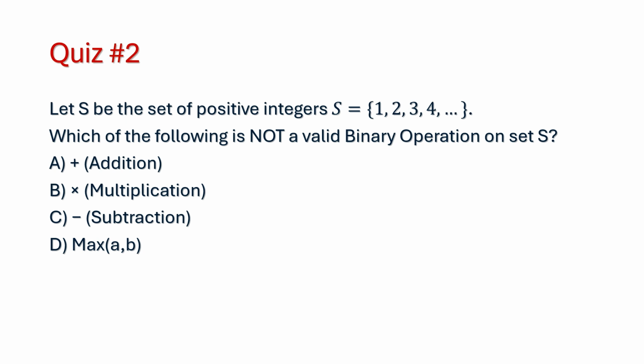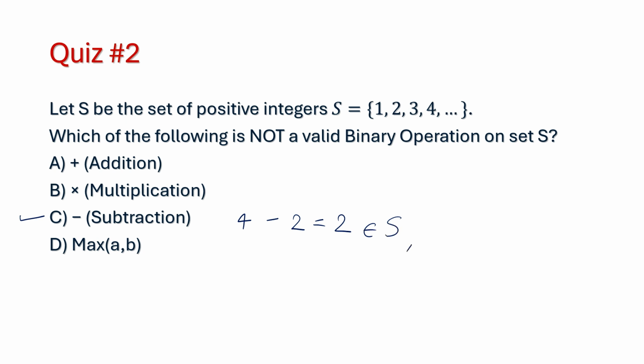Question number 2. Let S be the set of positive integers. S starts from 1, 2, 3, 4 up to infinity. Which of the following is not a valid binary operation on the set? Again, the answer would be subtraction. Suppose you want to subtract 4 minus 2. You get the answer 2, which belongs to S.